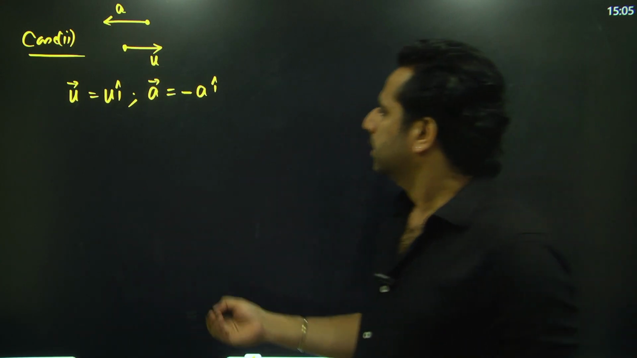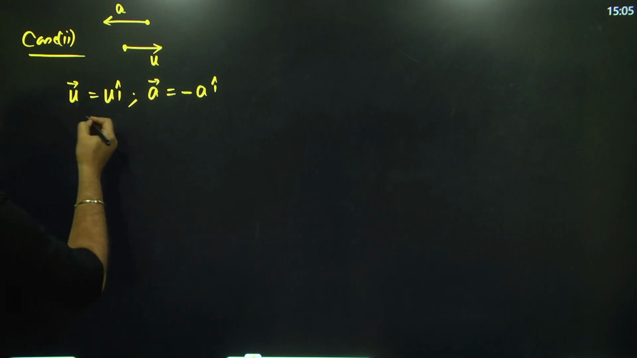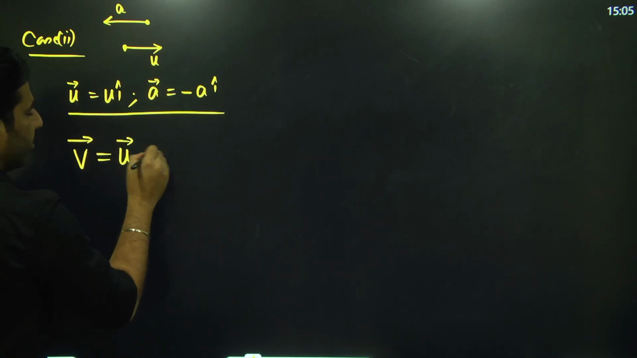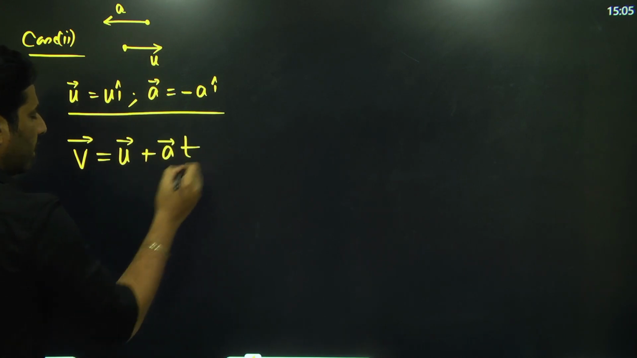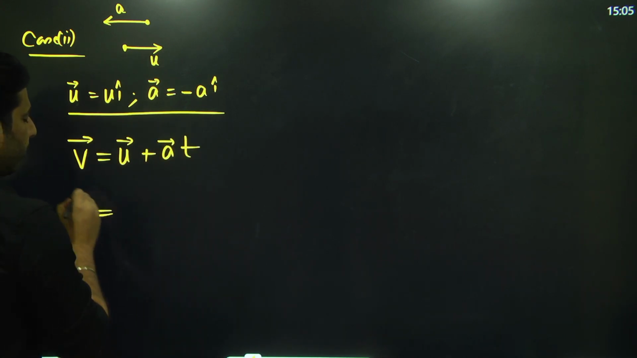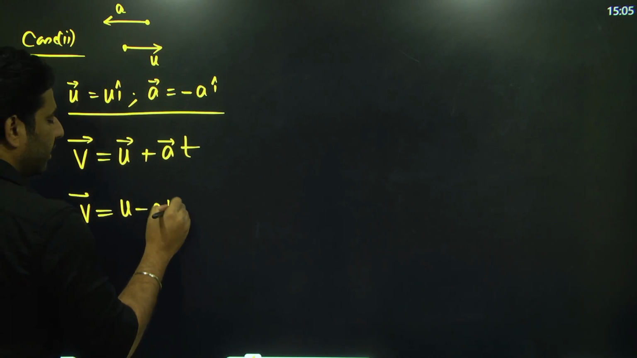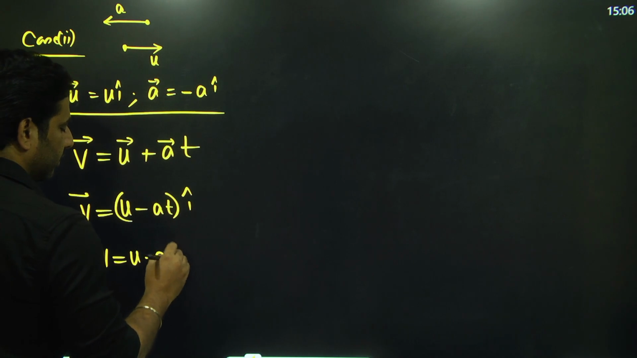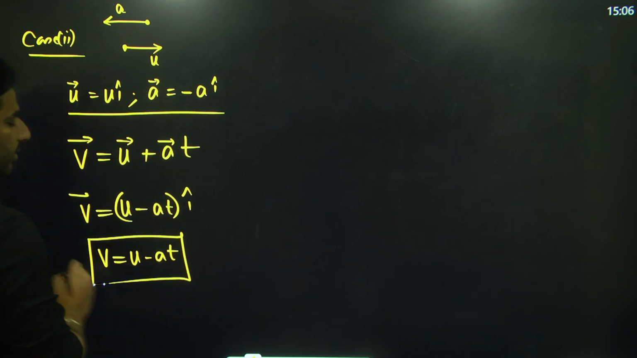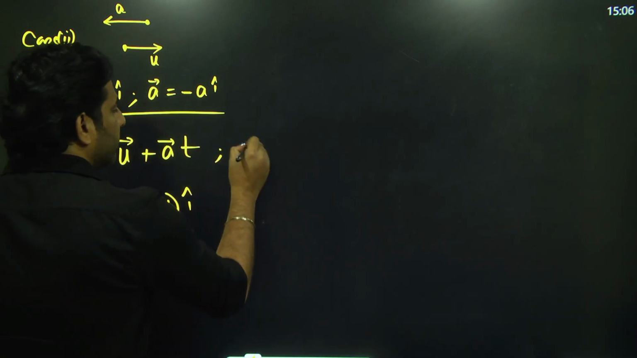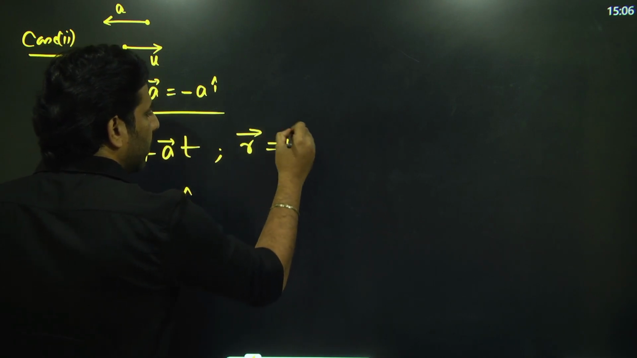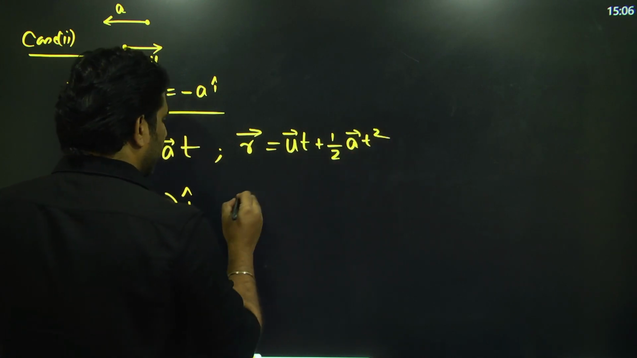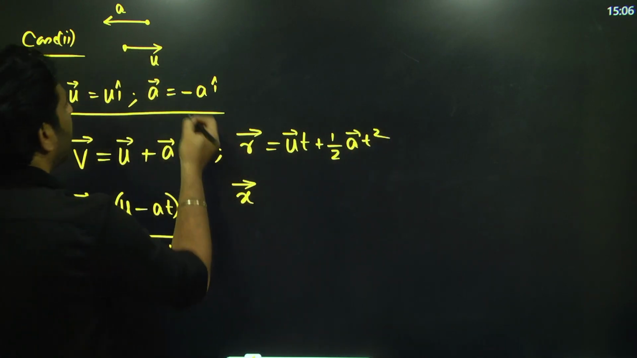If you use this in the basic equations of motion, v bar is equal to u bar plus a bar t, just as we did in case 1, we end up with v bar is u minus at i cap, or v is equal to u minus at. Similarly, when you apply this in r bar is equal to u bar t plus half a bar t square, then you end up with x bar instead of r bar.